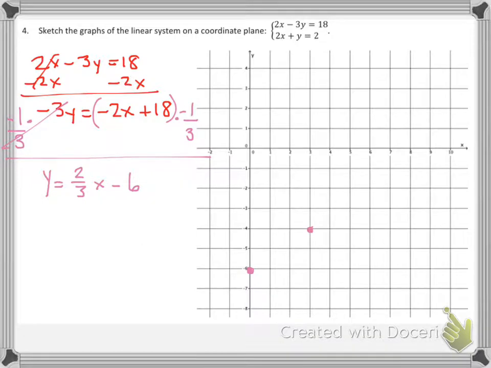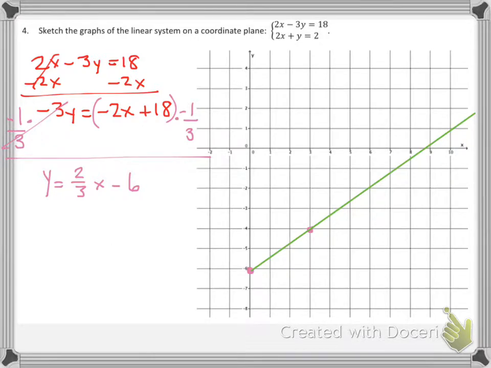Okay, so there's our line. Let's see if we can get that as exact as possible. And through there, and okay, I think we're pretty good right there.